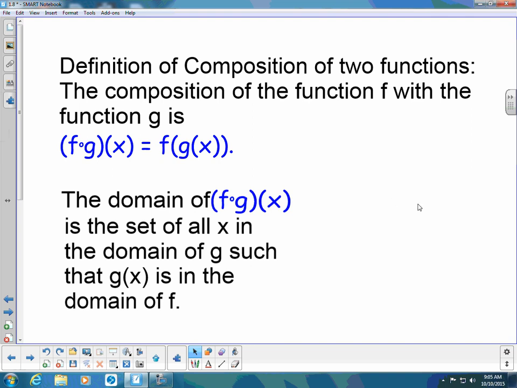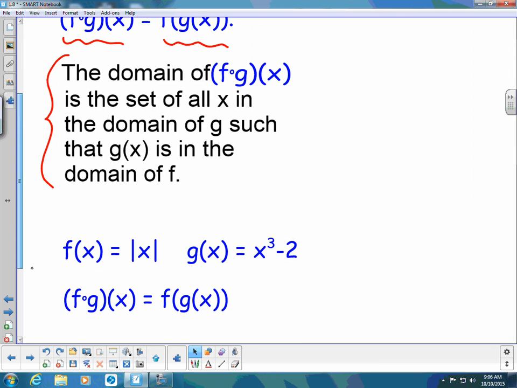Our formal definition of the composition of two functions is this. The composition of the function f with the function g is given by f of g of x equaling f of g of x. You could write it with that circle, or I prefer this way because it's easier to understand what's going on: we plug the g of x function into the f function. Note that the domain of a composition function f of g of x is the set of all x in the domain of g such that g of x is in the domain of f. So you have to watch that as you're determining domains.